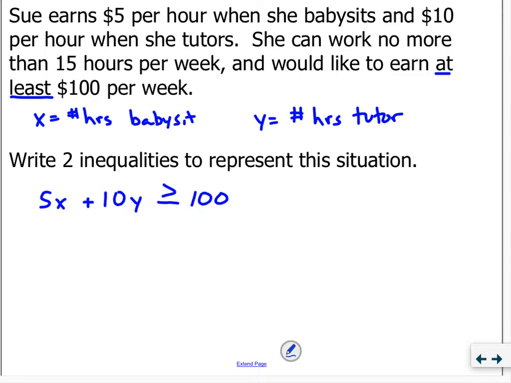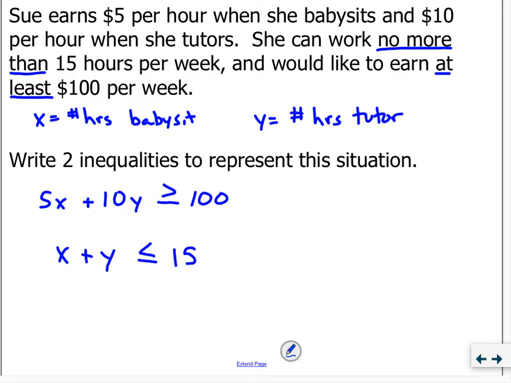Then the next part is that she can work no more than 15 hours per week. So the total number of hours she works can be no more than. Here's another thing to underline. No more than means you can't go above it. You have to equal it or be below it. So less than or equal to 15.